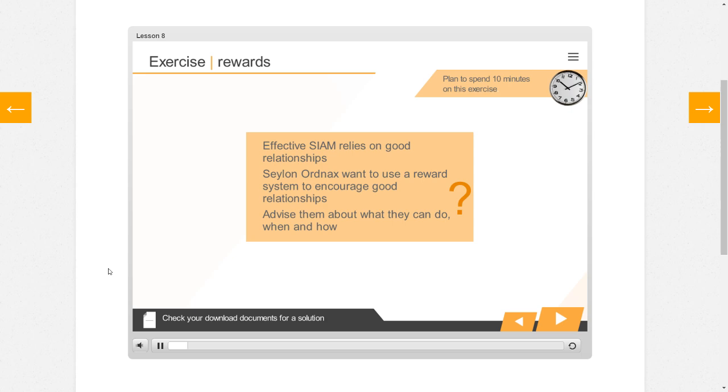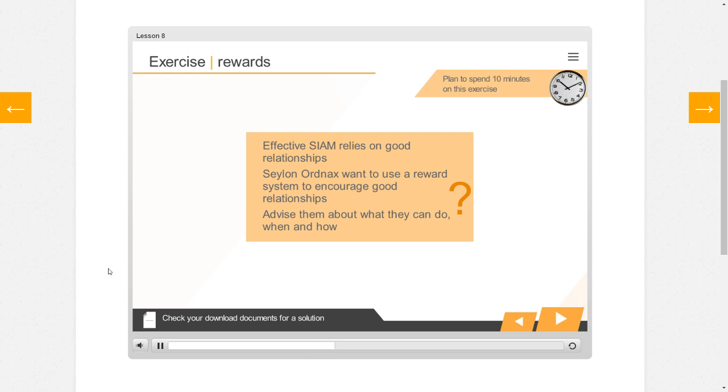SIAM can only be effective if there are excellent relationships between the service providers and the service integrator. SIAM challenges organizations to behave in new ways, for example, to collaborate with organizations that they may view as competitors. Reward mechanisms can be used to help encourage and foster this culture of communication and collaboration.